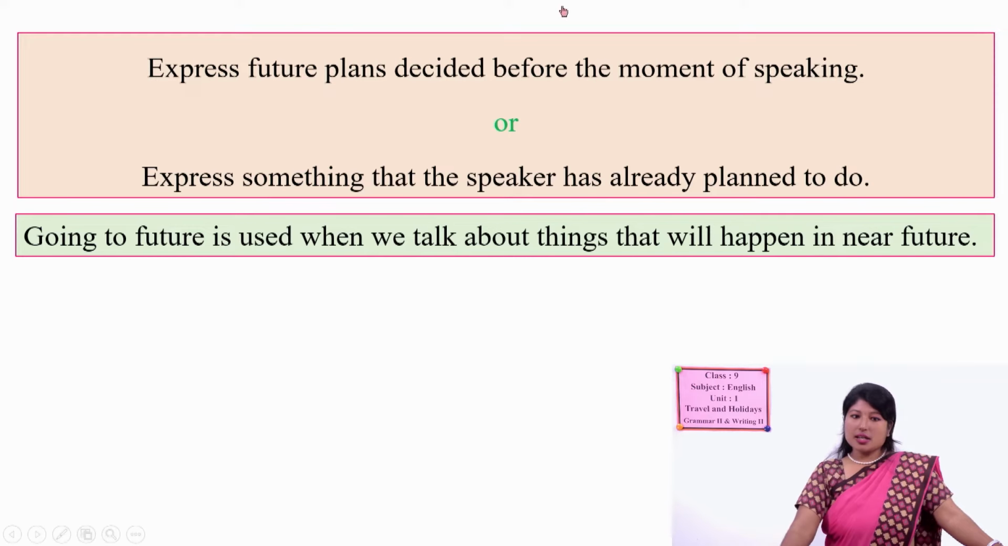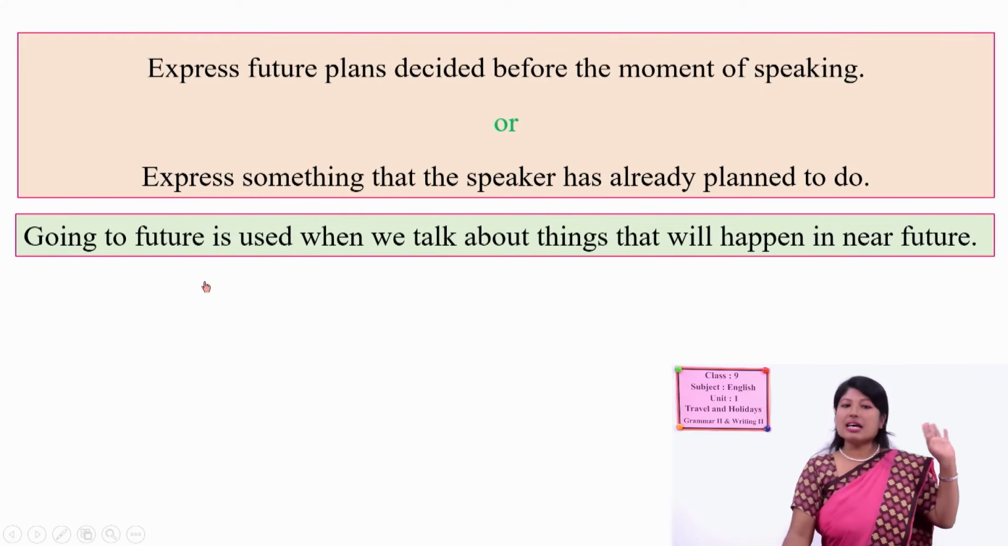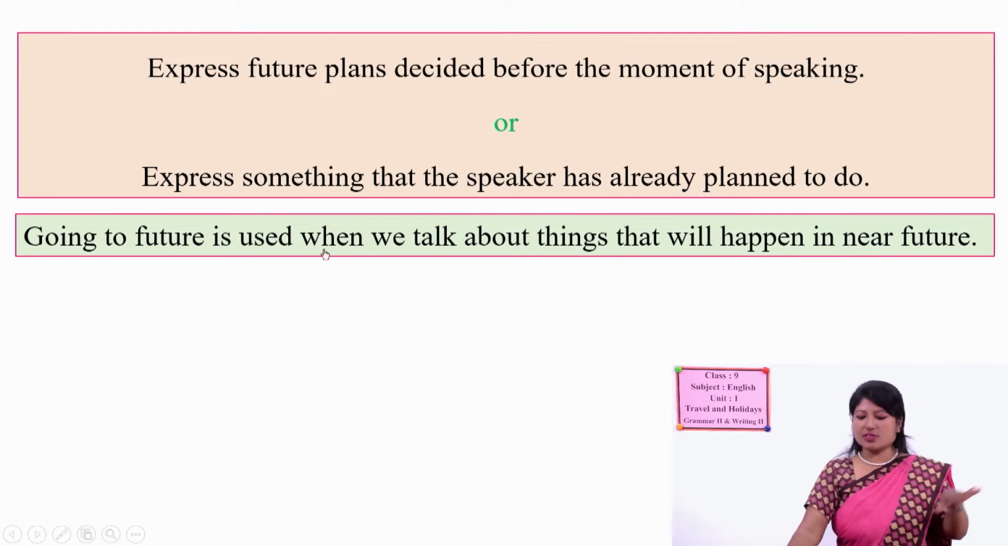The structure is called going to future. It is not a separate tense. Going to future, where there is use of going to, is used when we talk about things that will happen in the near future. If something is happening in the near future, at that time we can use such a structure.